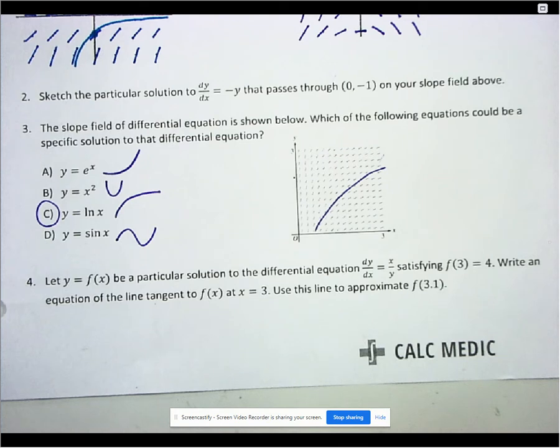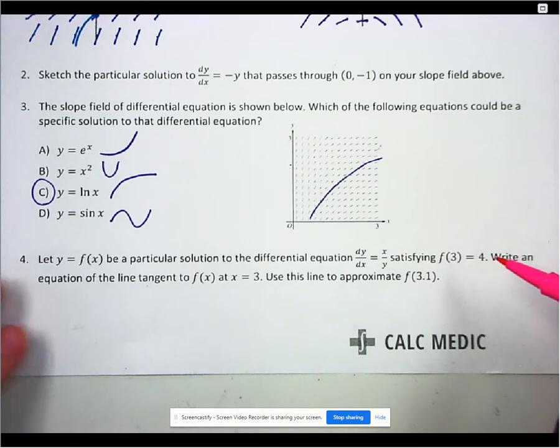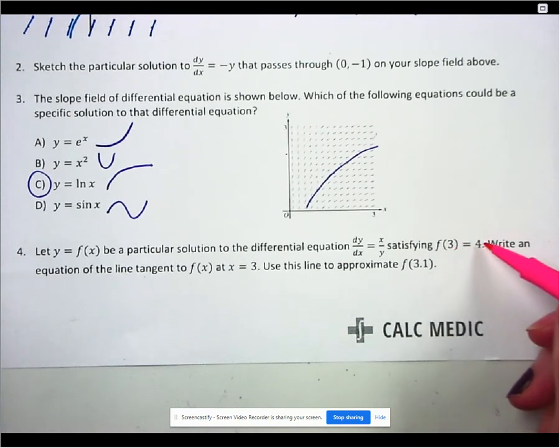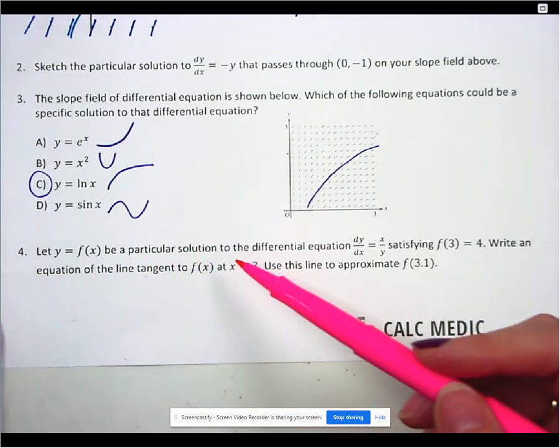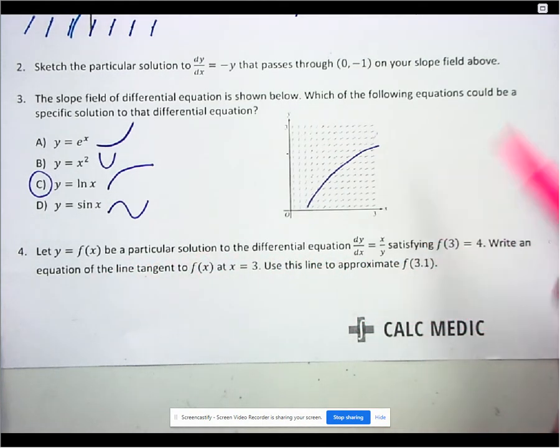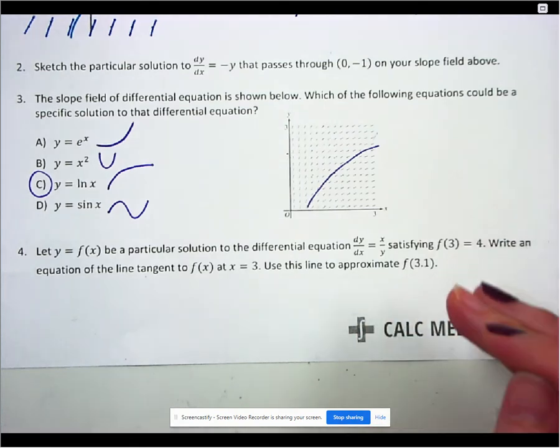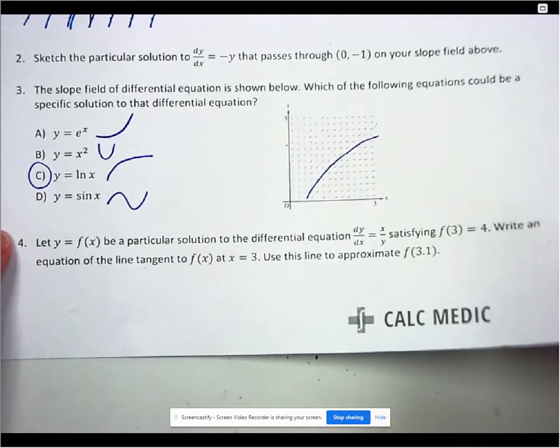All right, and then number 4 has some work to do. We're going to let y equal f of x be a particular solution for this differential equation, satisfying that f of 3 is 4. We're going to write an equation for the line tangent to it, and then use that to approximate f of 3.1.